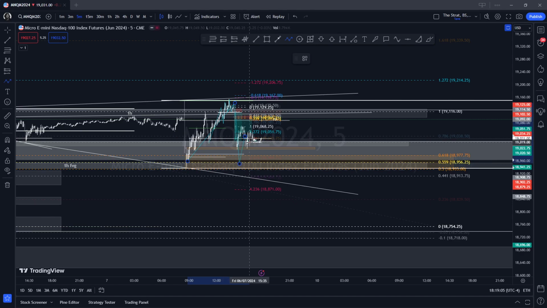We could do one of these. Obviously, we've been chopping around like this for a while. It could go up here, try to test this high, come down here, check it, take that low out, and then come check this one here, and then either continuation or start running highs again up here, or begin to run highs.